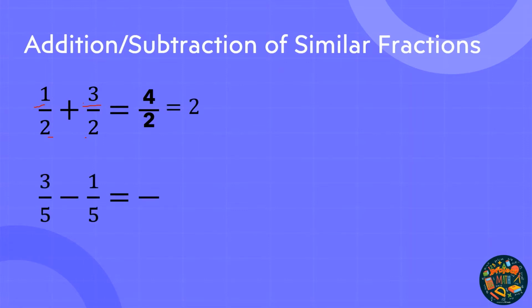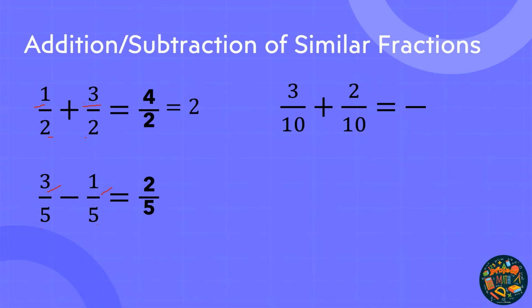Next, we have subtraction. So just simply subtract the numerators, 3 minus 1. So we have 2. Then copy the common denominator, which is 5. Okay, and the final answer is 2/5.